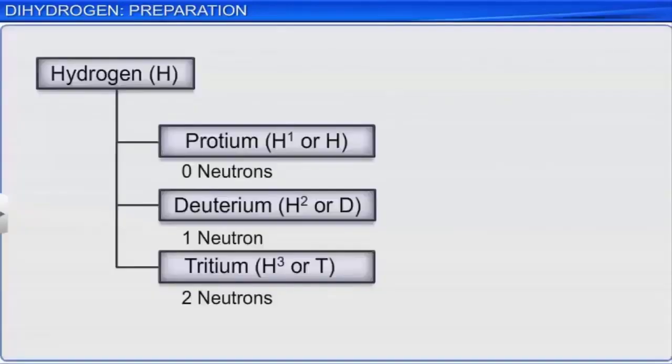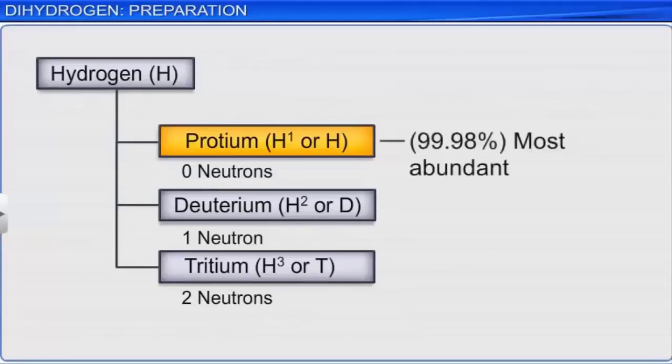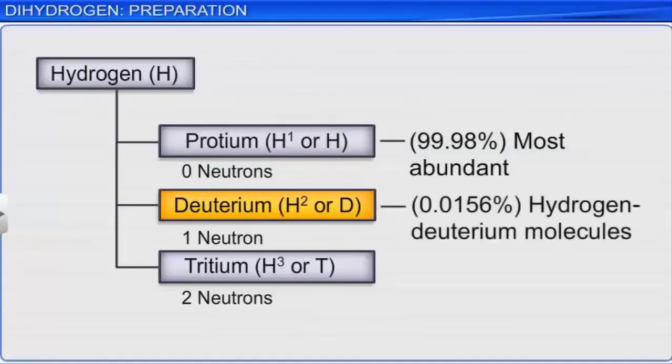Among the 3, protium, with a concentration of 99.98%, is the most abundant. The concentration of deuterium is only 0.0156%, mostly in the form of hydrogen-deuterium molecules. The concentration of tritium is about 1 atom per 10 raised to the power 18 atoms of protium. It is the only hydrogen isotope that is radioactive and emits low-energy beta particles.